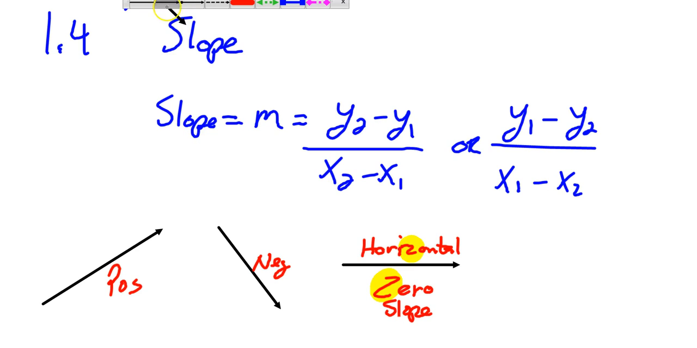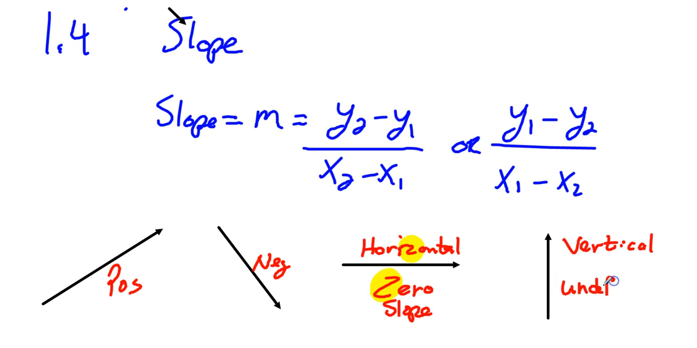If you have a vertical line, it's not a 0 slope. This one is an undefined slope. And we'll come back and talk about why that is here in just a second with the difference of the two there.